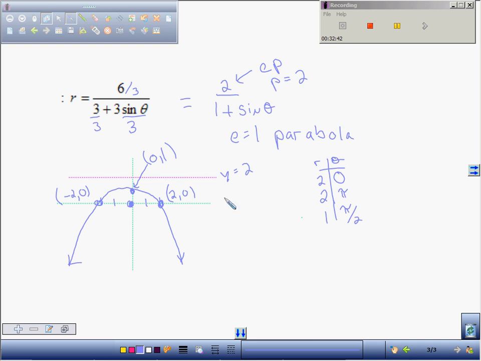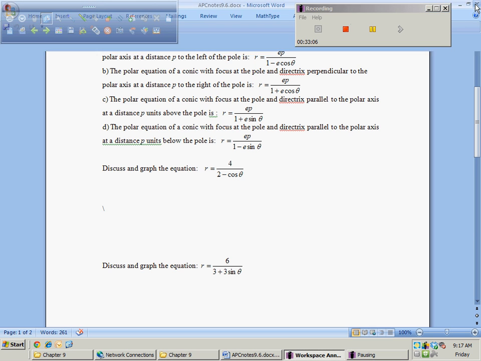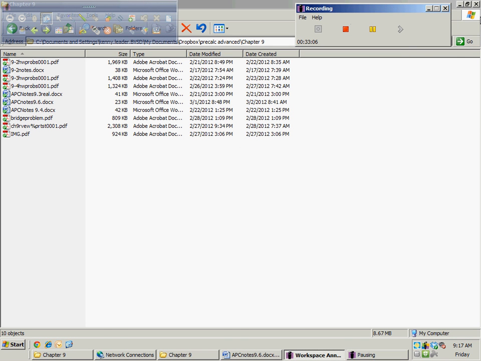Okay? Now, just to show you a couple things, I'm going to see if I can do this on my graphing calculator and how you plug one of these into your graphing calculator. So, let's see if I could do that. Can I move this thing? Move this.